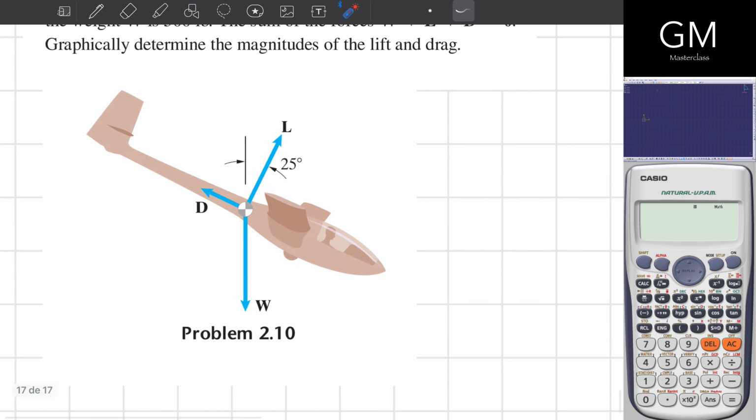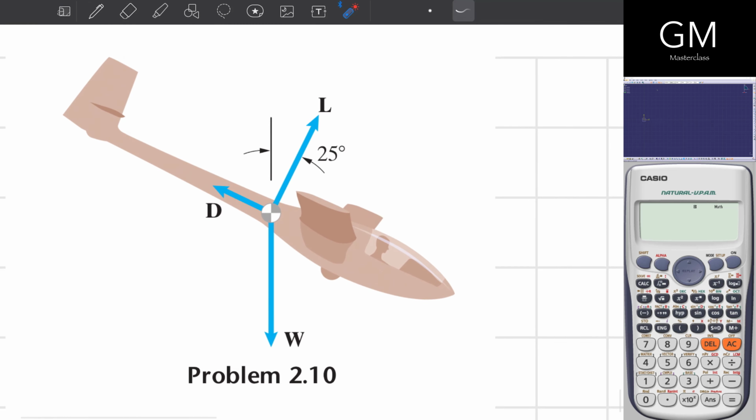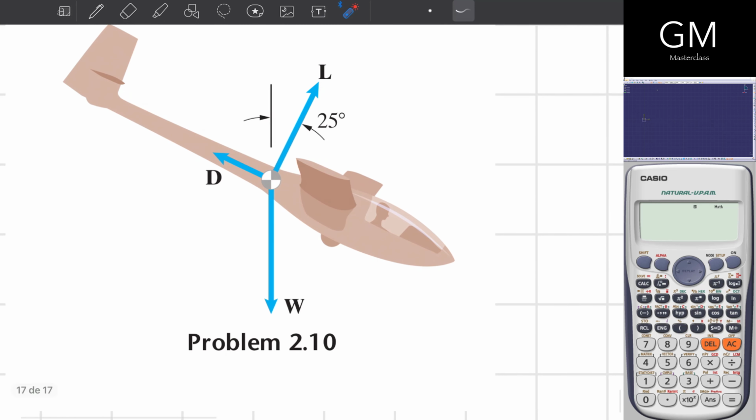Okay, as you can see right here, the lift is a force, and it is always pointing perpendicular to the airplane, aircraft, or in this case the sailplane. The drag is always pointing to the opposite side of the direction of the airplane, in this case the sailplane. And the weight always points toward the earth, the center of the earth, in this case down.